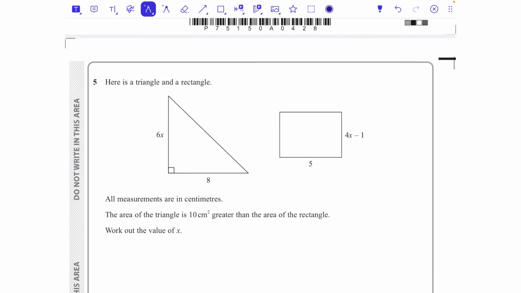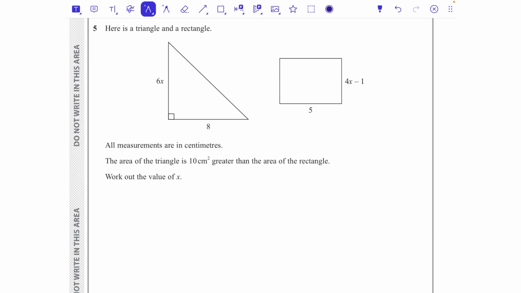Question number 5. Here is a triangle and a rectangle. All measurements are in centimetres. The area of the triangle is 10 centimetres greater than the area of the rectangle. So this, add 10, gets you that one. Work out the value of x. For the area of the triangle, we'll do base times height divided by 2. For the area of the rectangle, base times height. So I know that 8 times 6x divided by 2, that's that and that.